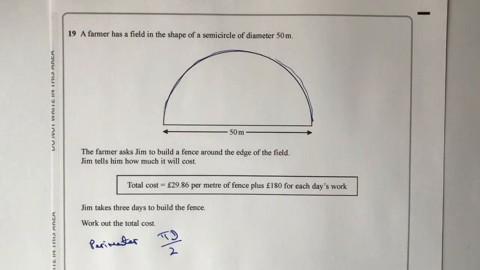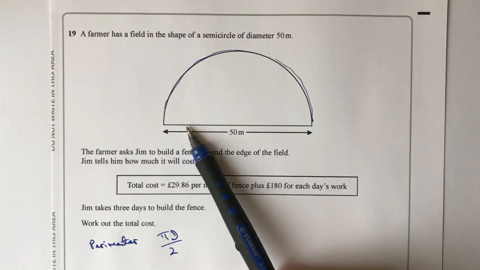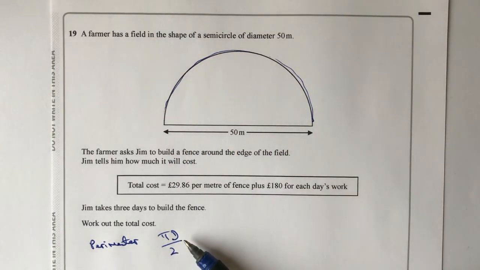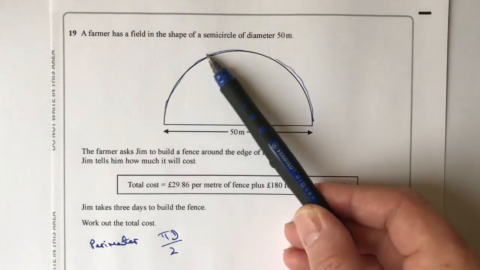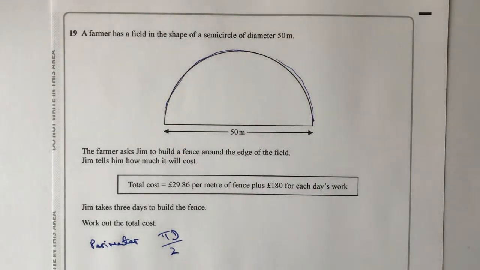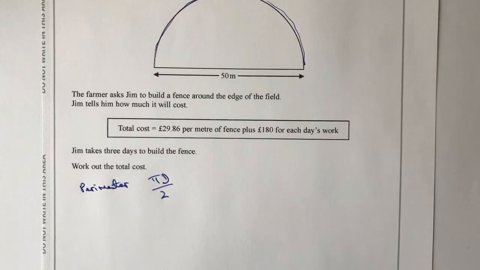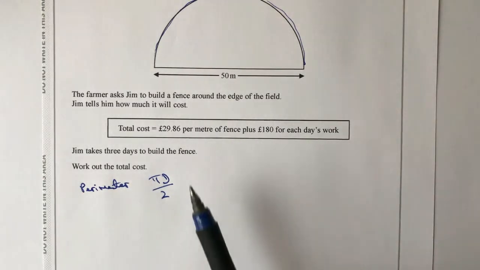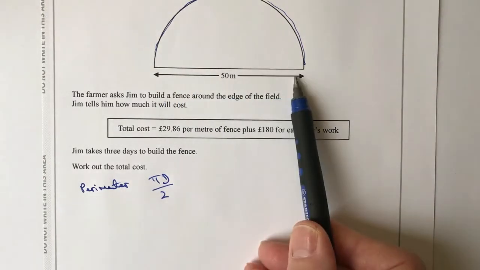One of the things here is that at the moment I'm ignoring this length along here. With this formula, all I'm doing is looking at the circle itself. So as I work through that, at the end I'm going to add that 50 meters to it. At the moment, for pi I'm going to use 3.142 or use my calculator version of pi, and we're told that the diameter is 50 meters.